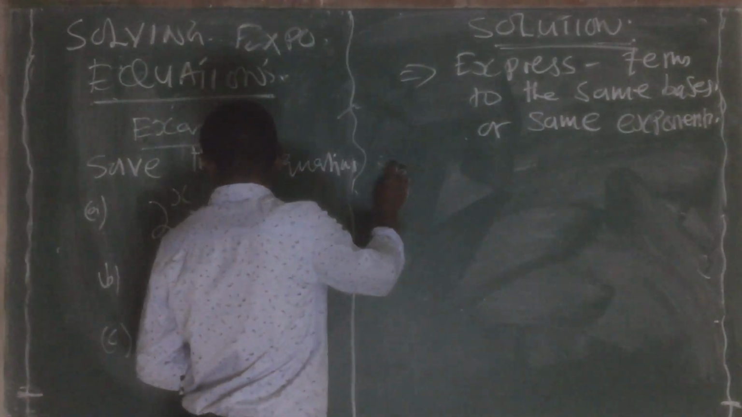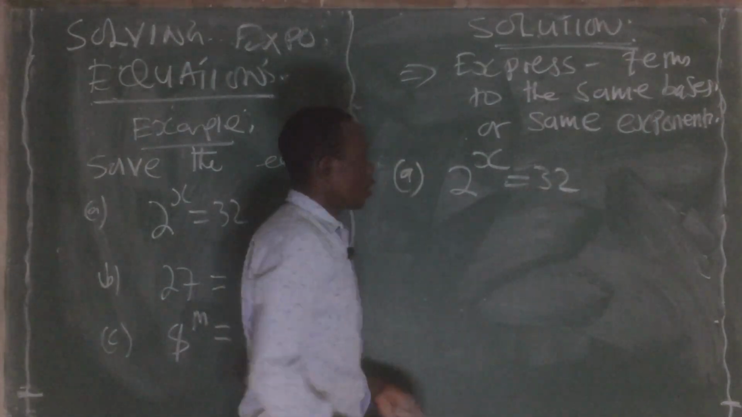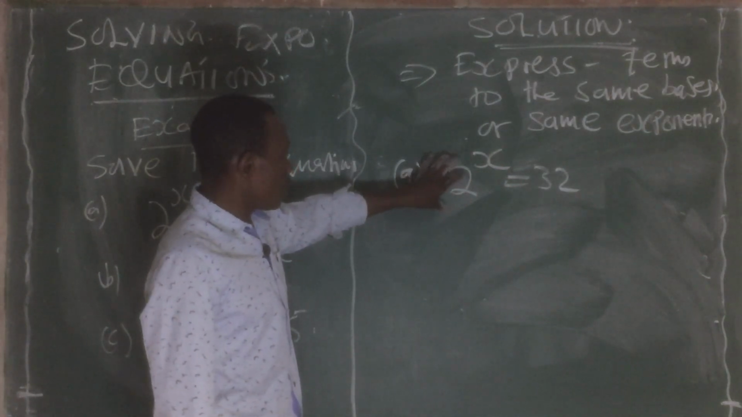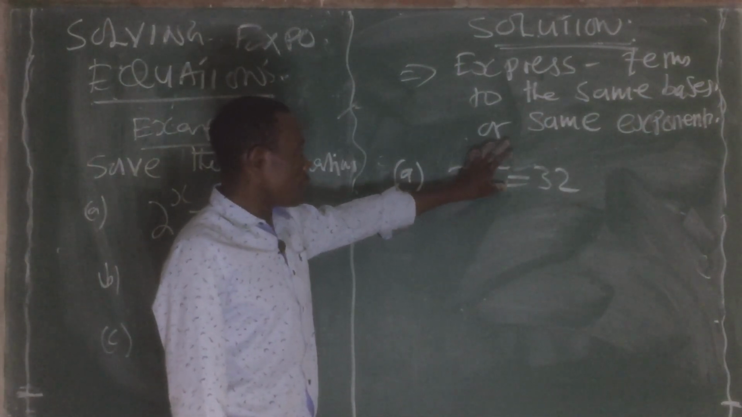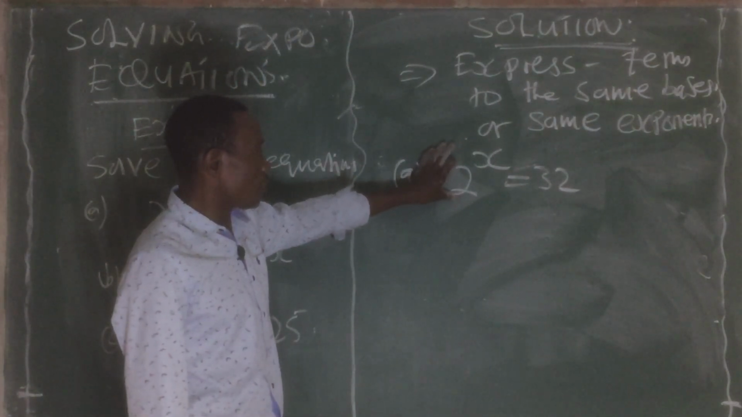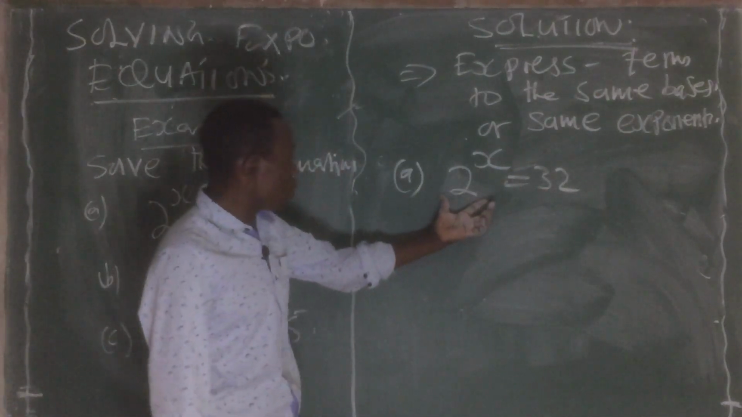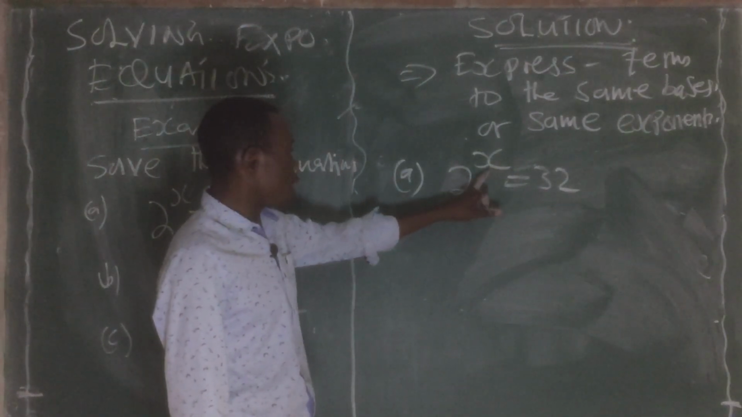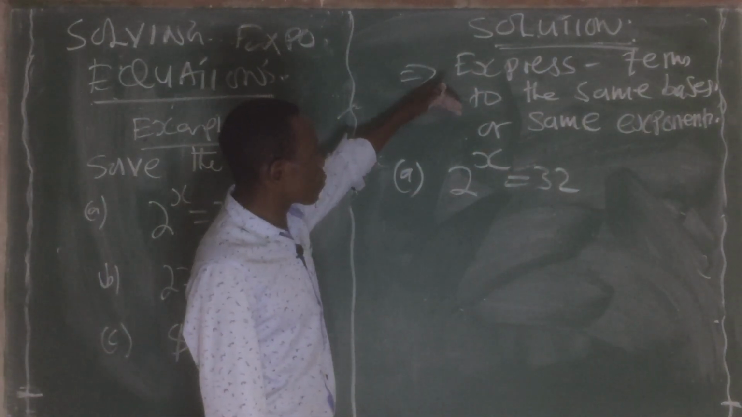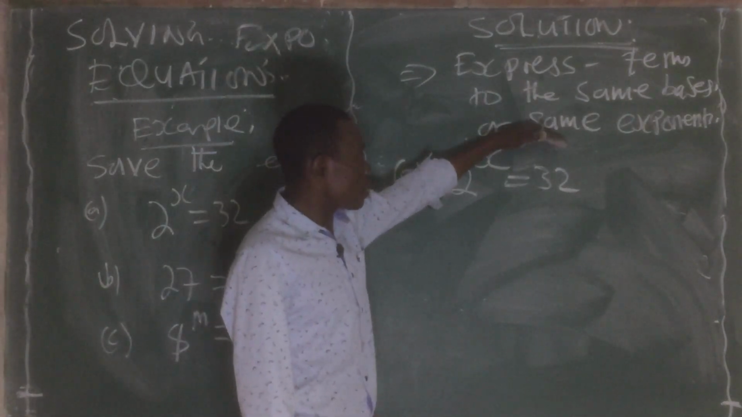So for example, we are given 2 to the power x is equal to 32. You understand that on the left hand side, 2 is the base and x is the power. But 32 here is not expressed in such a presentation like the left hand side. We can't see the base here. It's just a number, 32. But the left term is expressed with base 2 and exponent x. So by the principle up here, you need to express the terms to the same basis. First of all, consider that one. If that one fails, you go for the same exponent.